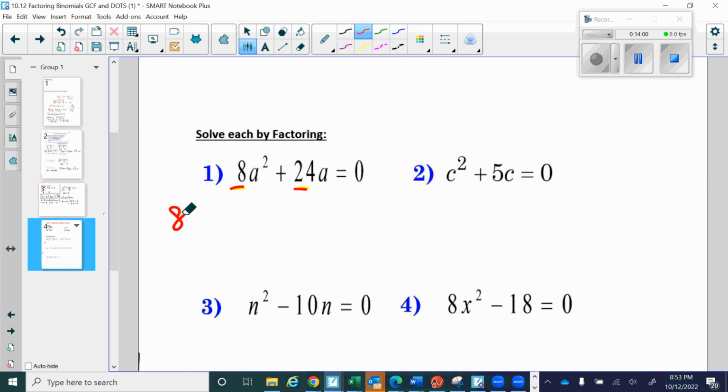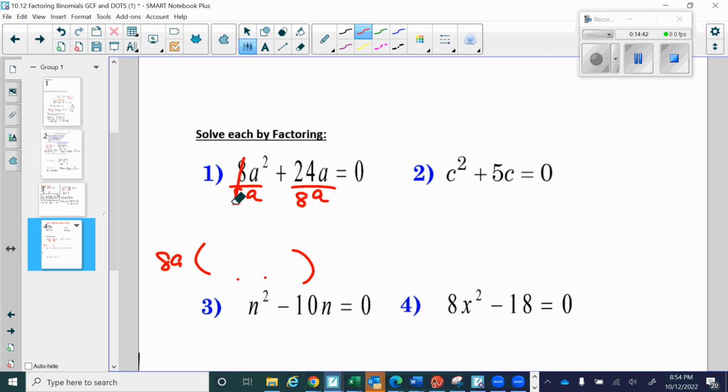Now I've got to find the other factor. So remember, my answer is going to be 8a, and I've got to find the other factor that goes here. How do I do that? I'm going to divide each term by 8a. So the 8a cancels out, and I'm just left with a squared divided by a, which is just a, plus 24 divided by 8 is 3. So the other factor is a plus 3, and that is equal to 0.